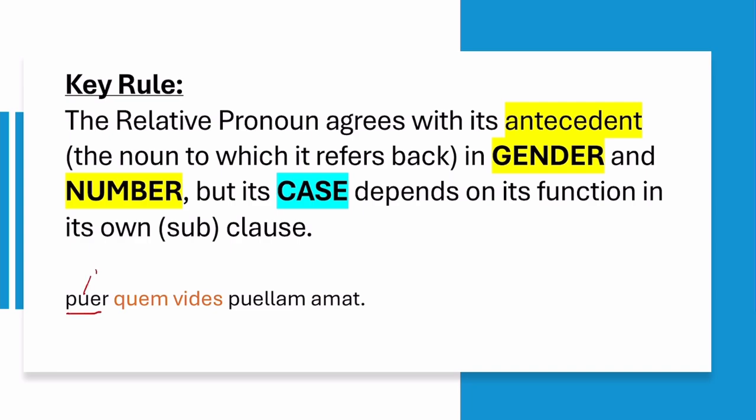So here we have another example. The boy, masculine, singular. Whom you see. He in the first bit is nominative. Here he's masculine, singular, as we'd expect, but he is accusative. Whom you see, because you see the boy. He's accusative in that subclause. And the boy, whom you see, loves the girl.